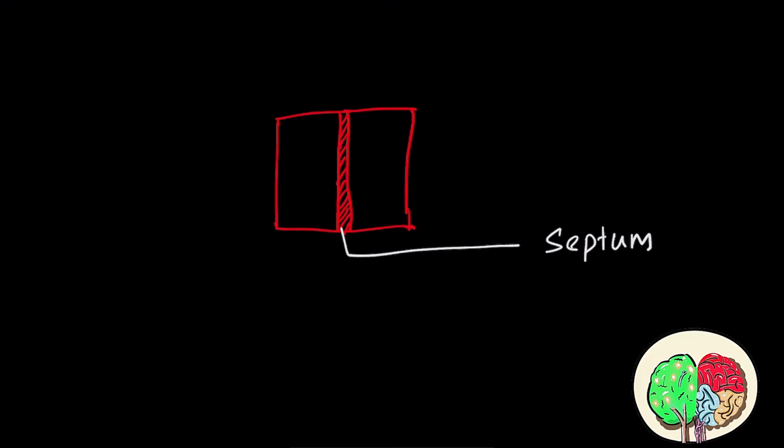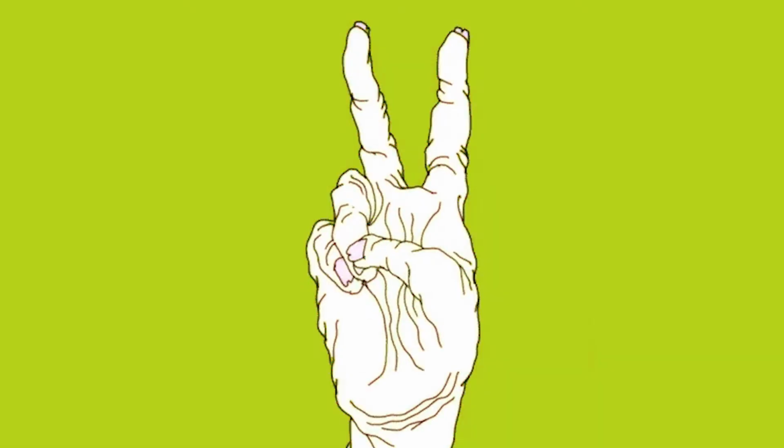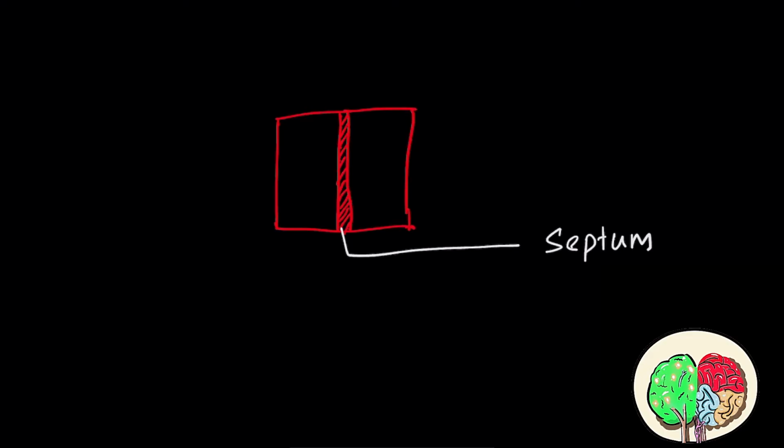We get both sides of the heart, and again, now we have to think about the heart chambers. Is this one whole heart chamber, or are there two chambers, or maybe there are receiving chambers and pumping chambers? Yes, we are correct.